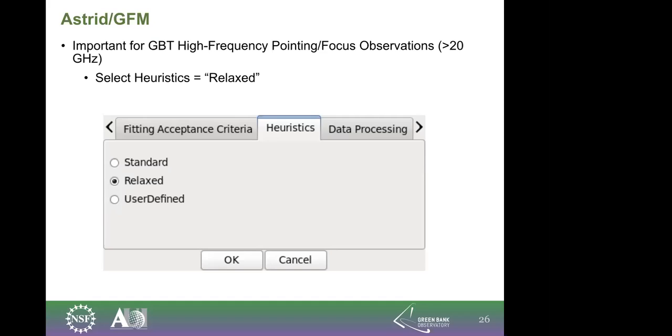So one of the things that you want to make sure you do in Astrid, if you're doing high frequency observations, so above 20 gigahertz or so, is to make sure that you select heuristics to be relaxed. Anytime that you open either Astrid or a new Astrid window, the heuristics will be set to standard. This is both for pointing and a separate window for focus. So you need to open up the heuristics tab. If you go to the very top, I believe you select either options or tools, and then you scroll down and you can select more options. The second tab across the top is going to say heuristics, and you want to make sure that you select heuristics to be relaxed anytime that you're doing high frequency observations. It will not default to relaxed. You have to set that.